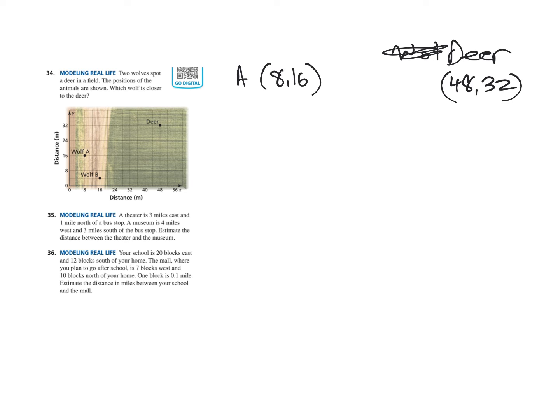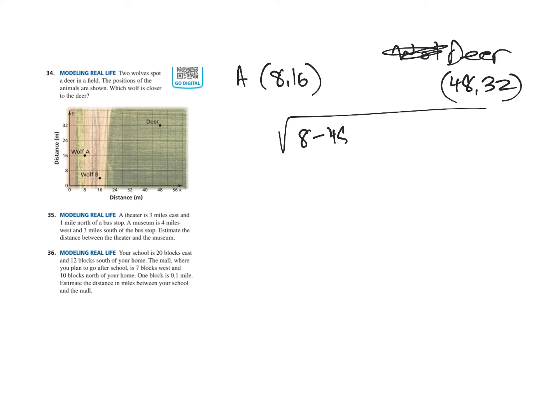All right, two wolves spotted a deer in a field. The positions of the animals are shown. Which wolf is closer to the deer? So this is written in a coordinate grid here, so let's go ahead and figure out. Wolf A is at coordinate 8, 16. The deer is at coordinate 48, 32. All right, and so let's go ahead and do that distance.